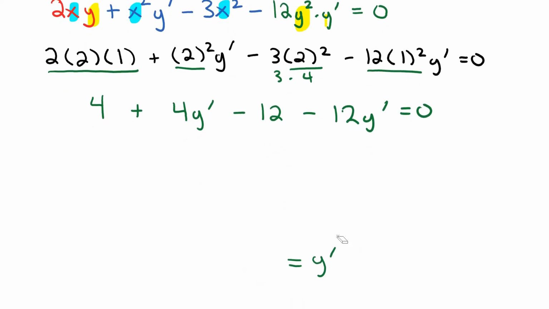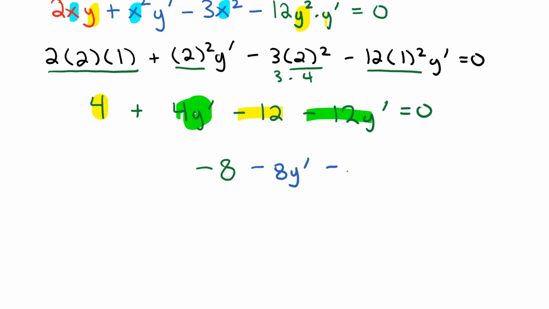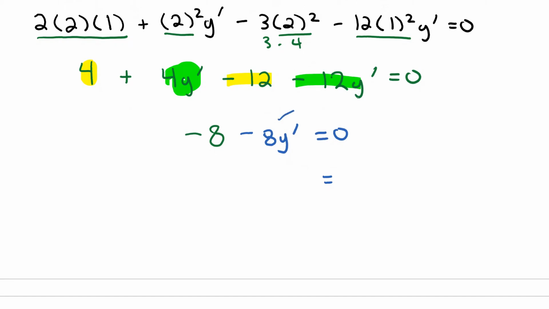Let me just erase this part right here, and let's go ahead and continue collecting like terms. So there's a 4 here and a negative 12. 4 minus 12 is going to be negative 8. And then we have 4y prime minus 12y prime. So 4 minus 12 is going to be negative 8y prime. Sorry, my pen is a little bit slow reacting here. Equals 0. And then I can take my negative 8y prime and move it to the other side.